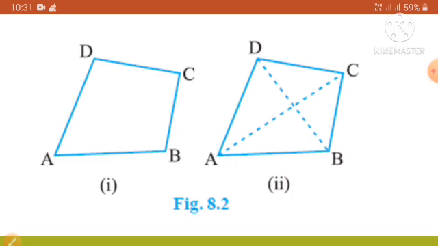Now in this chapter we shall study more about quadrilaterals and especially parallelograms, because a rectangle is also a parallelogram and all properties of a parallelogram are true for a rectangle as well.